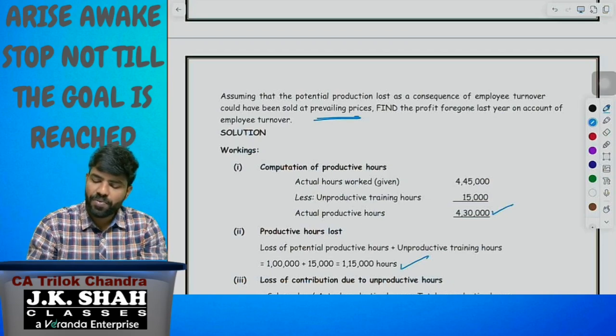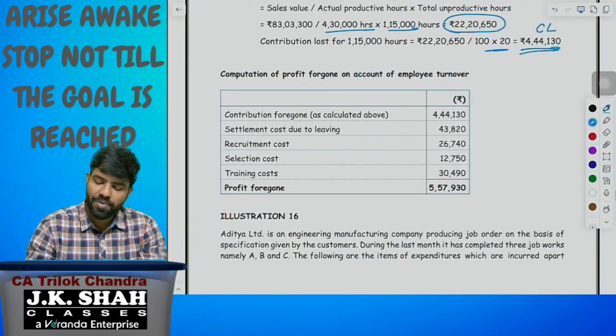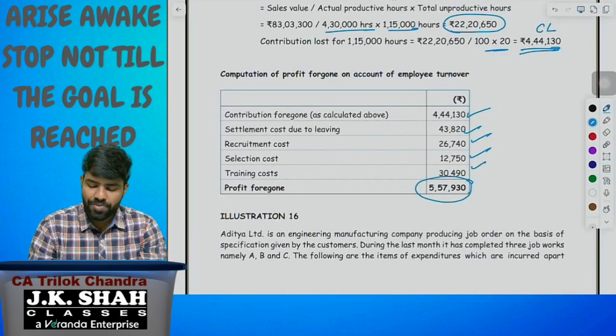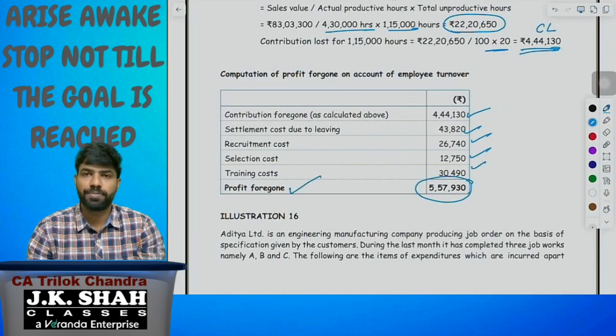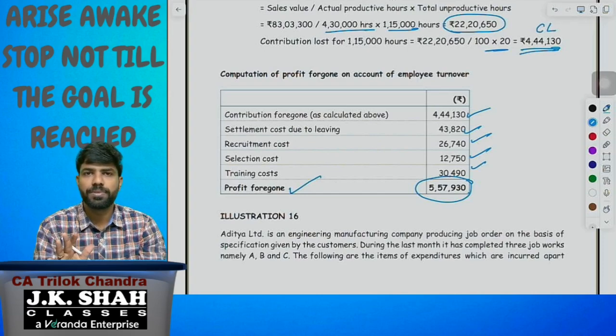Okay, find the profit foregone last year on account of employee turnover. What is the profit loss? Contribution lost of 4,44,130, and the settlement cost, recruitment cost, selection cost, training cost. Total cost is 5,57,930, which we are going to account as the profit foregone. Are you clear about this?